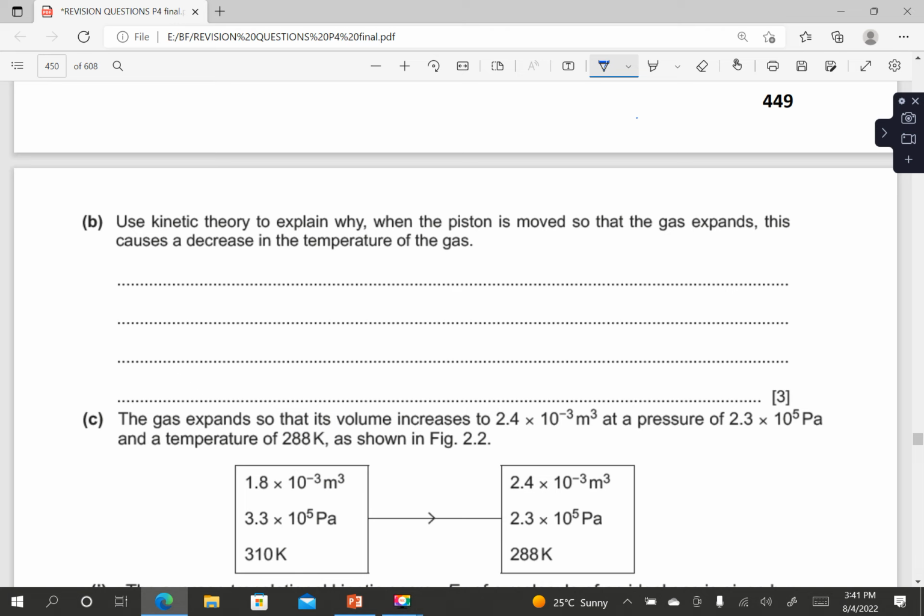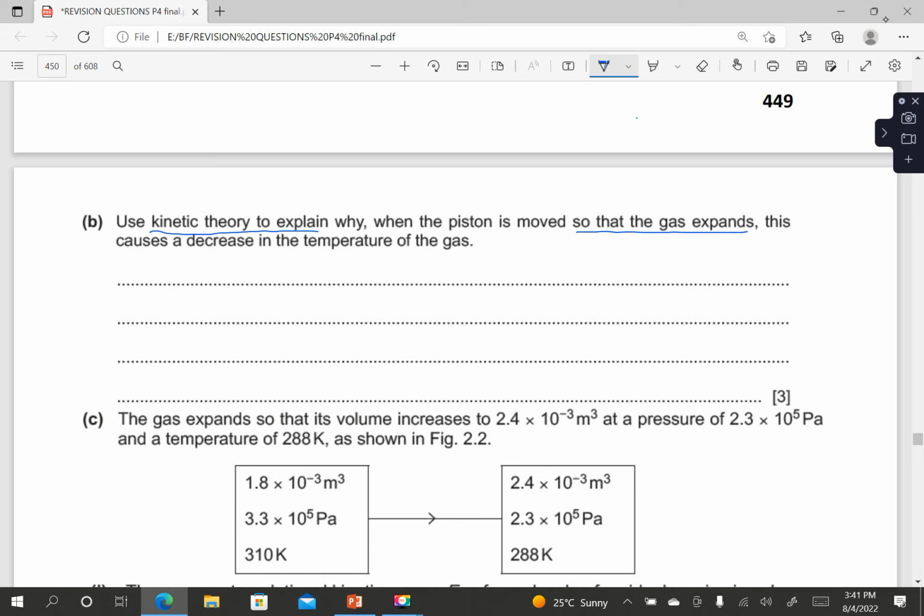Use kinetic theory to explain why when the piston is moved so that the gas expands, this causes a decrease in the temperature of the gas. Remember, when we talk about kinetic theory, we are going to explain in terms of molecules.